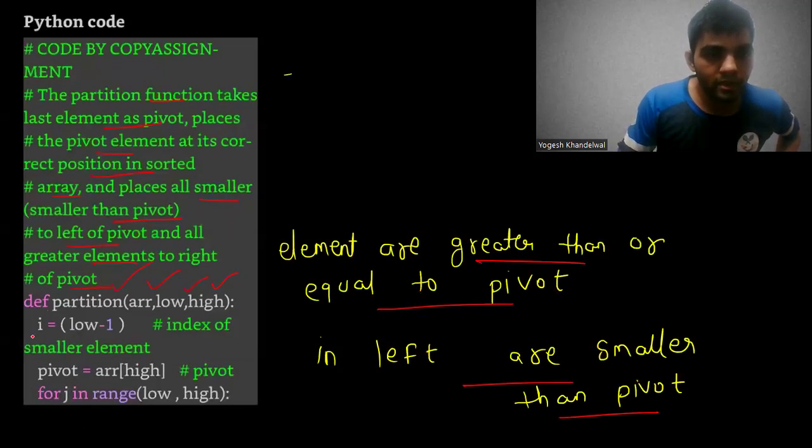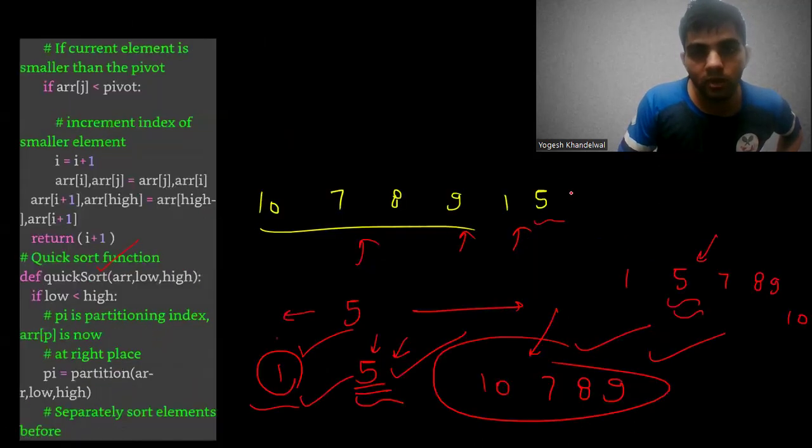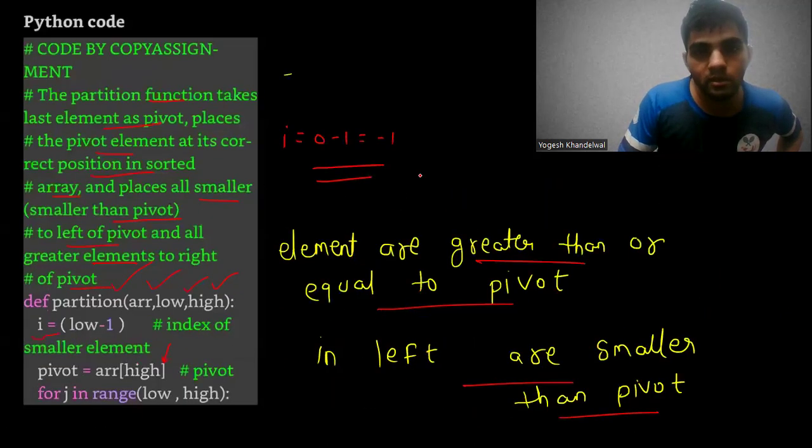Then we define i. i is equal to low minus 1, which means low is 0, so 0 minus 1 is minus 1. The pivot element is array of high, which means the last element, so the pivot element in our case is 5. This is our pivot element.